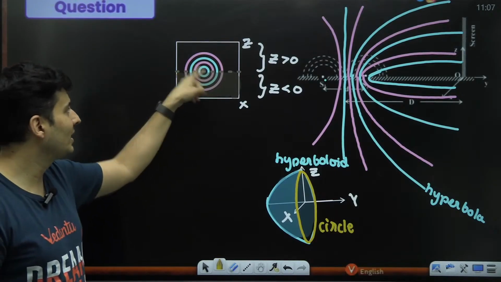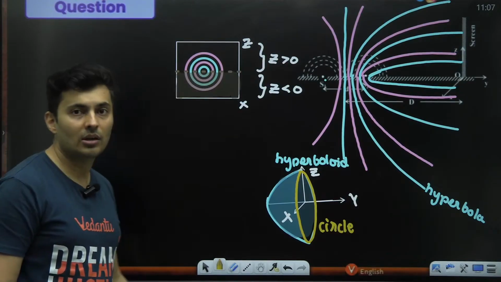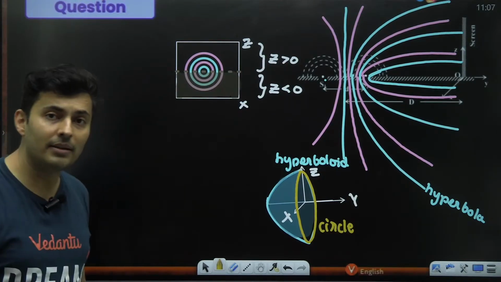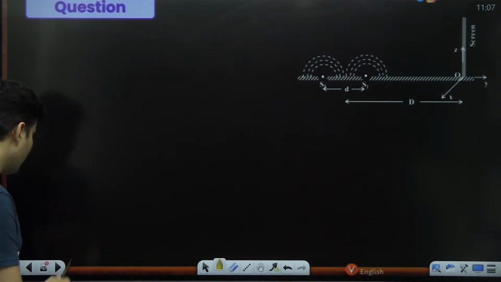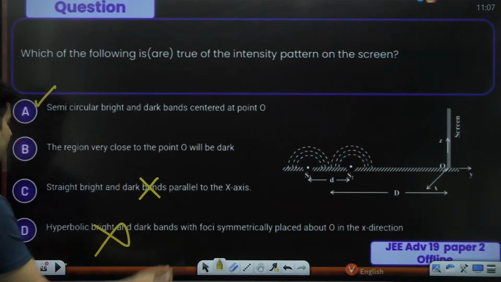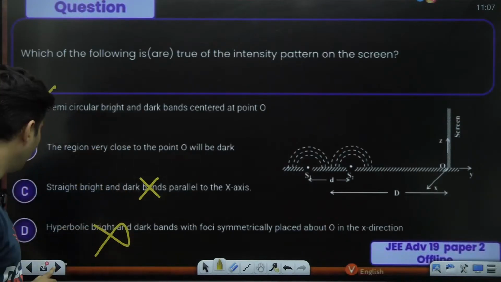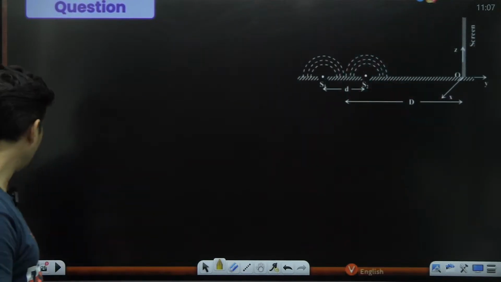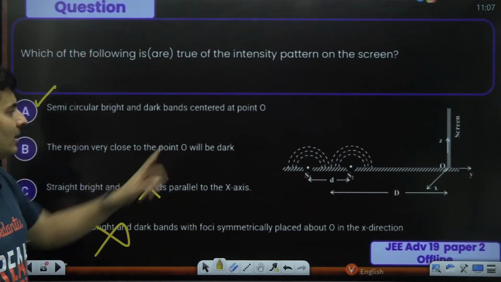These are not hyperbolas, their intersections are circles. If the option was "the locus of the points where the path difference is constant is a hyperbola," then you would have marked this option. But that is not what is given.